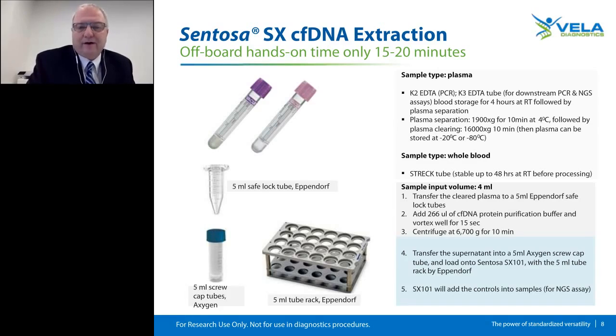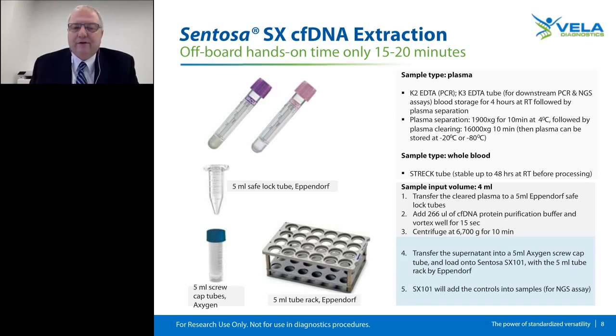The blood storage for 4 hours at room temperature, followed by plasma separation, is the recommendation for both the K2 or K3 EDTA tubes. For the plasma separation, we recommend centrifugation at 1900 G for 10 minutes at 4 degrees C, followed by plasma clearing, another centrifugation step at 1600 G for 10 minutes. Okay, and then after that, the plasma can be stored at -20 or -80 degrees C. For the sample type whole blood, we're recommending the Streck tube for that, which is stable up to 48 hours at room temperature before processing.